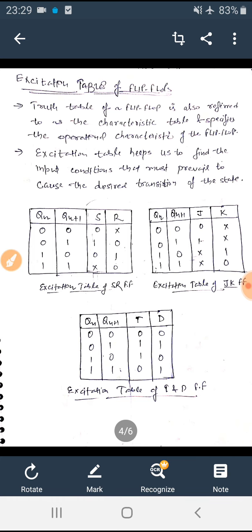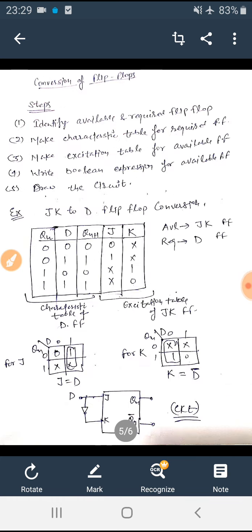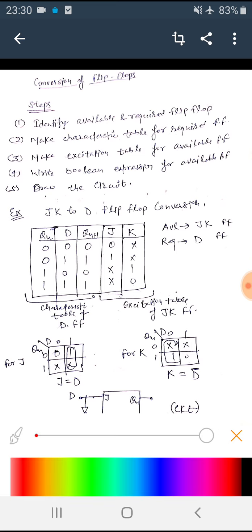So now the next topic is conversion of flip-flops. How can we convert one flip-flop to another? I have written 5 steps there. It is a very important topic in flip-flops, how we can convert from one flip-flop to another. It is very important for university semester exams. So there are 5 steps.